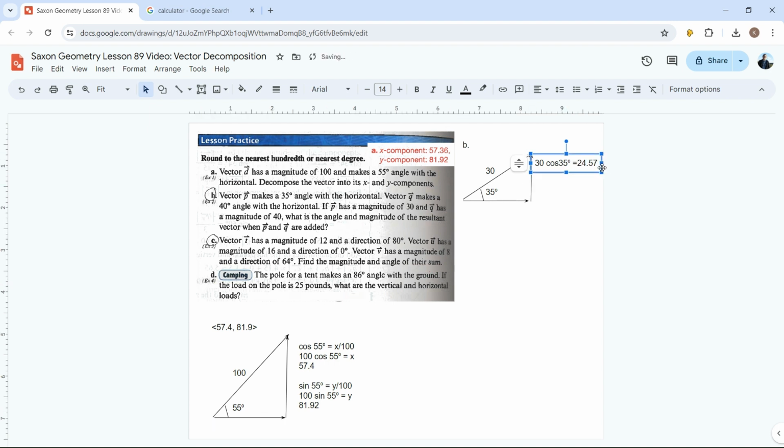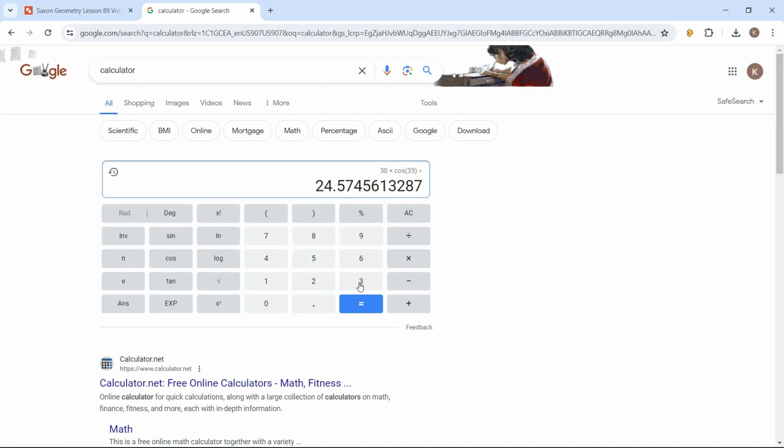Next, we're going to do the vertical component, which is just the sine, 30 times the sine of 35 degrees. And when I do that, let's just go back and we'll change it. It's going to be 30 sine 35 degrees, 17.21.